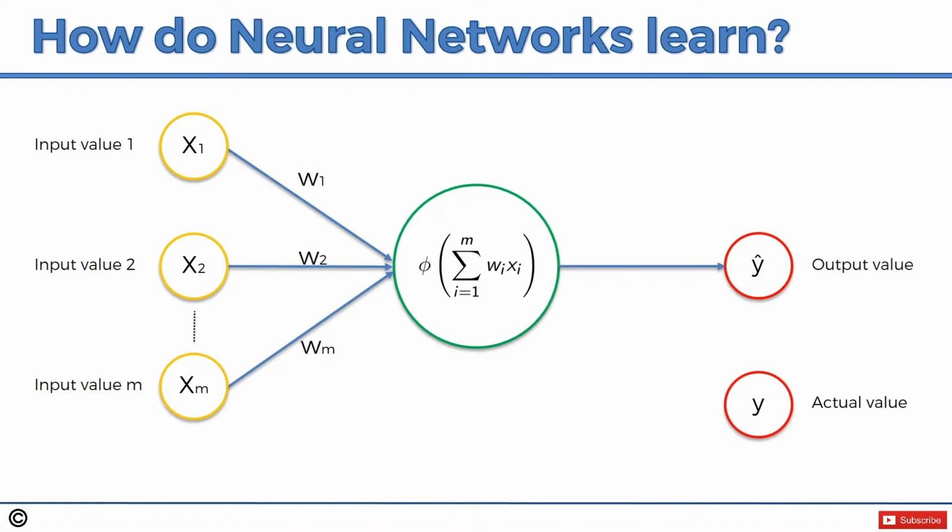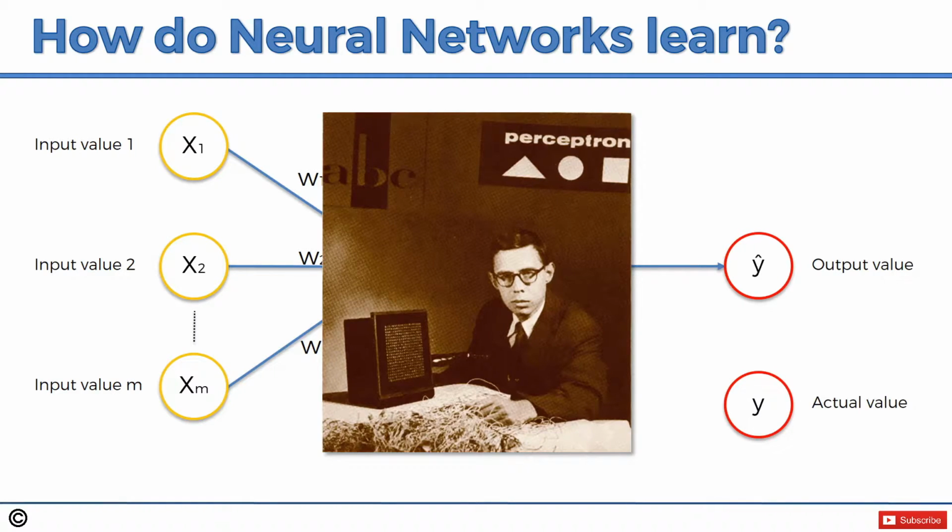So Y is going to be the actual value, which we see in reality. The output value is the predicted value by the algorithm, by the neural network. Y hat is the output value, basically. That's the denomination for the output value. And the perceptron was first invented in 1957 by Frank Rosenblatt. And his whole idea was to create something that can actually learn and adjust itself. And this is what we're going to be looking at now.